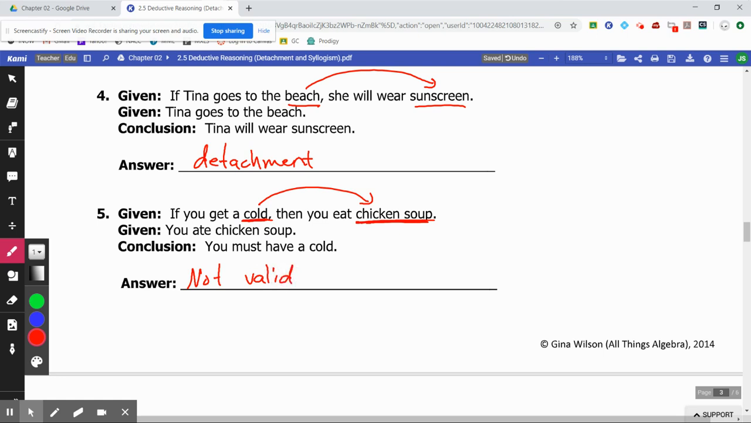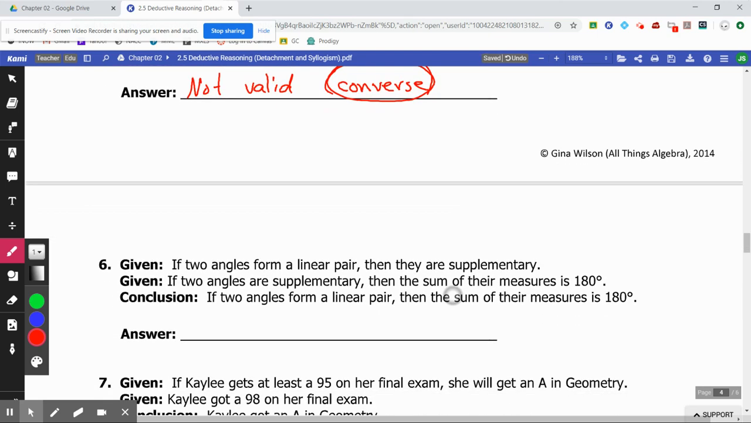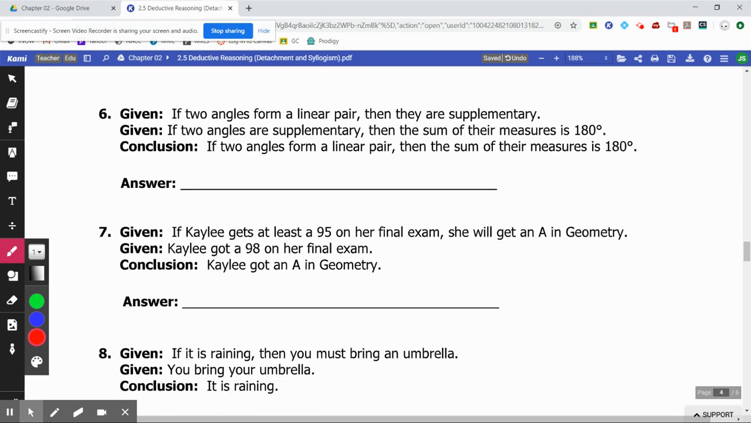And if you would like to know why it's not valid, this is not the law of detachment. This would actually be a converse. We talked about inverses and converses the other day, and we know for a fact that sometimes converses are not true. So from your original statement, we can't assume that the converse is true. If you get a cold and you eat chicken soup, we can't assume that if you eat chicken soup, then you got a cold. Again, the converse is not always true, so this might not be a true statement. It might be, but you can't use that as a valid argument.